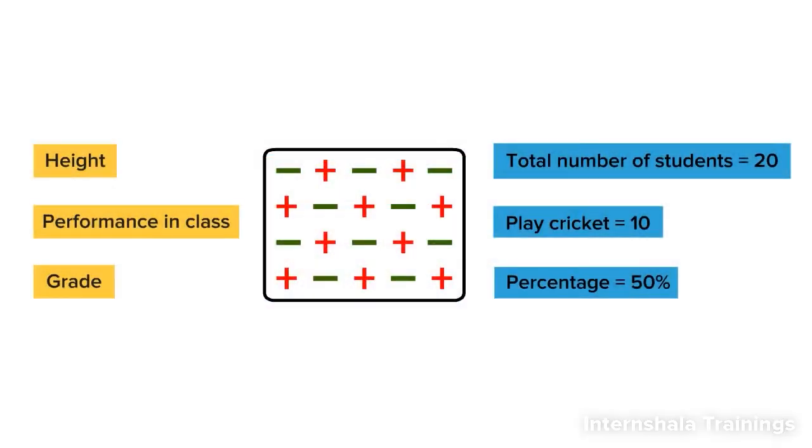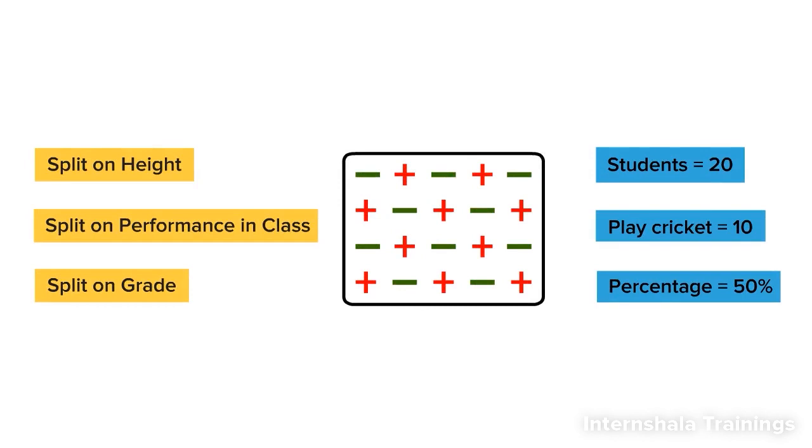If you look, this data is available to us. We have a total of 20 students out of which 10 play cricket, and hence the percentage of students who play cricket is 50% in our case. And we have attributes of students like height, performance in the class, and to which grade they belong. Now the teacher wants to identify subgroups so that these subgroups are very similar with respect to playing cricket or not based on given attributes.